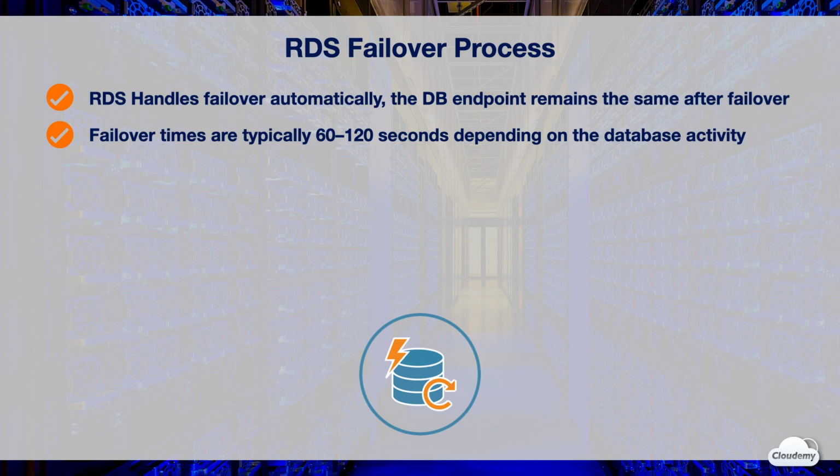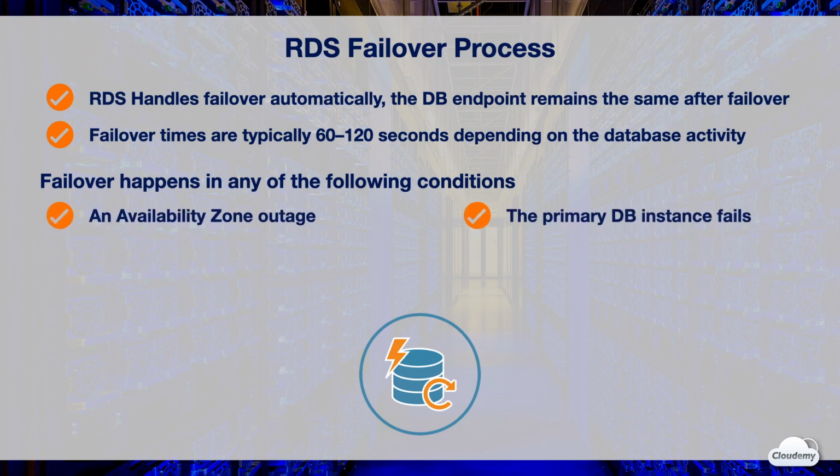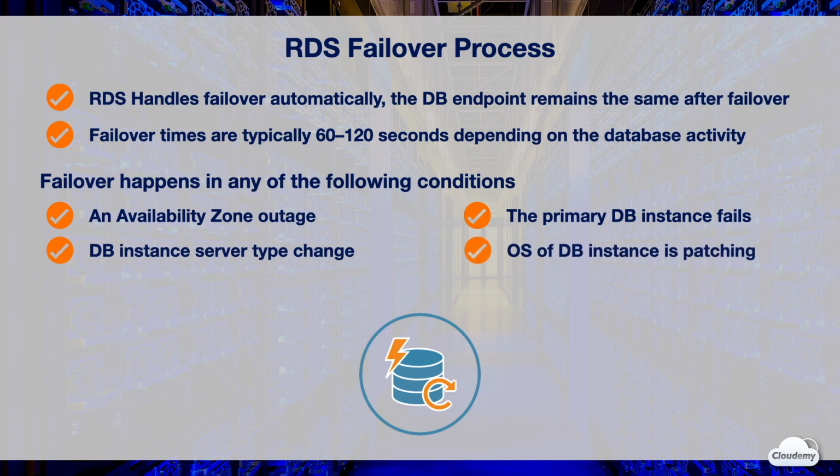The primary DB instance switches over to the standby replica if there is an outage in an availability zone, or if the primary database instance fails, including network connectivity loss, or hardware failure. Failover also happens in the event of a planned outage, for example, when the DB instance server type has changed, or when the operating system of the DB instance is undergoing software patching. You can also force a manual failover by using reboot with failover.